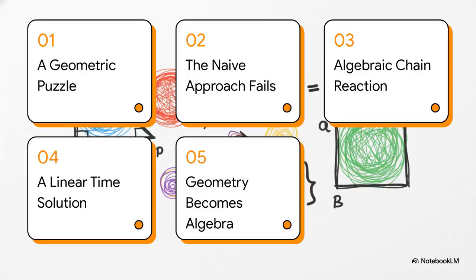So here's how we're going to break this down. First, we'll define the puzzle properly. Then, we'll look at why the most obvious approach just doesn't work. After that, we'll dig into the algebraic chain reaction that makes this problem tick, use that to build a super efficient solution, and then we'll wrap up by looking at how this whole thing is a beautiful example of geometry turning into algebra.